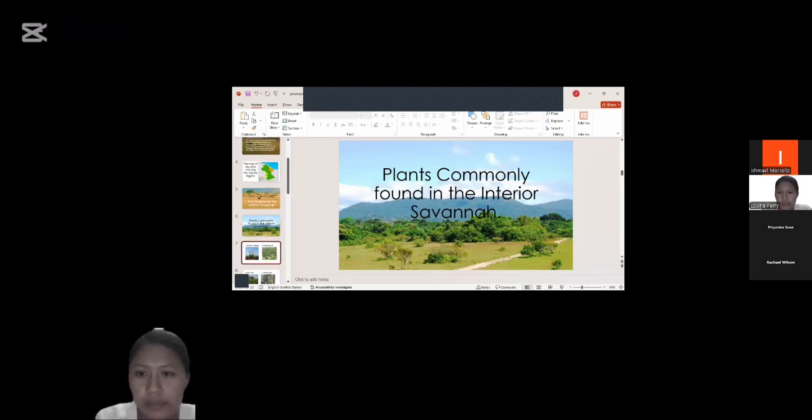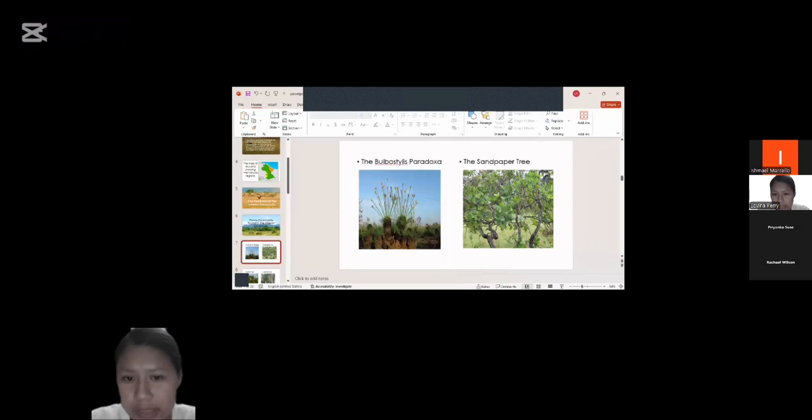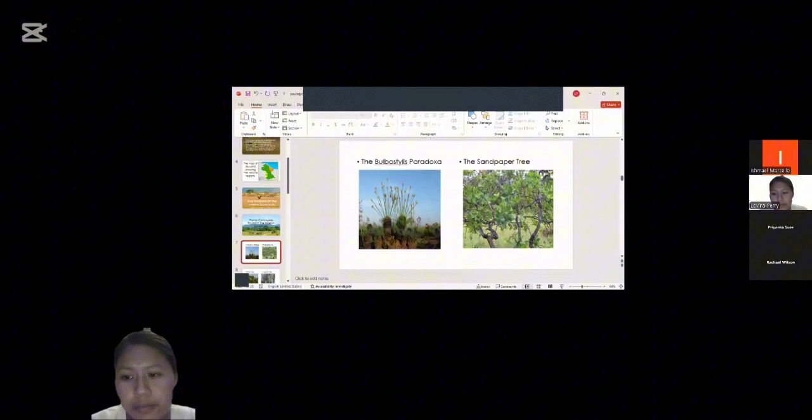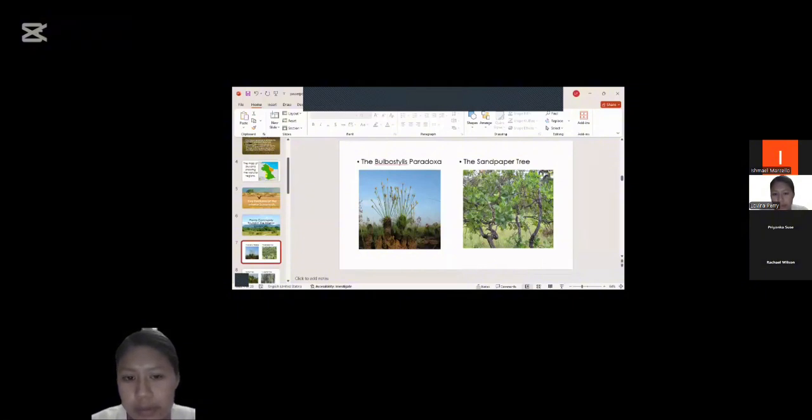Here we have 2 pictures. Are you familiar with these pictures? Have you ever seen these plants before? Yes, Miss. All right. On the left-hand side, it is called the Bulbostylis paradoxa. It is a type of grass that you usually find in the savannas, the South savannas especially, and you would usually see them after the savannas burn. They would flower and bloom, right? I'm sure you're familiar with that one.